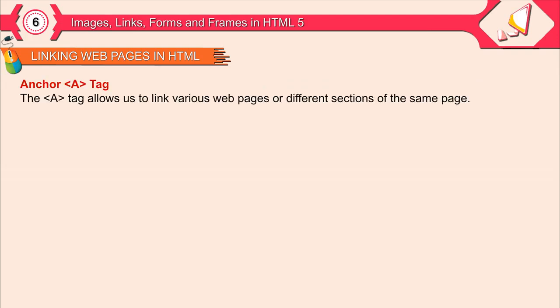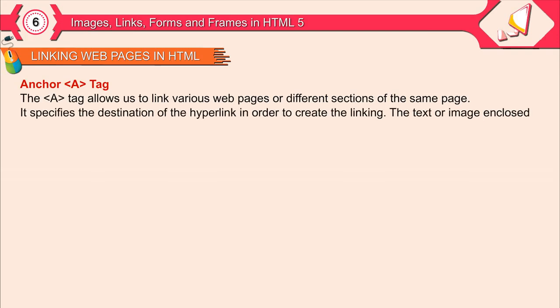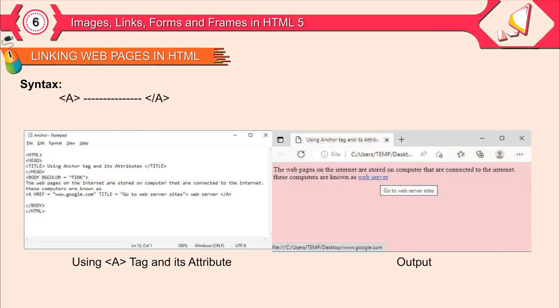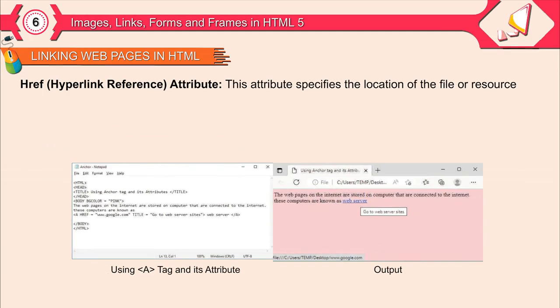Anchor, A tag. The A tag allows us to link various web pages or different sections of the same page. It specifies the destination of the hyperlink in order to create the linking. The text or image enclosed within the opening and closing tags of the A tag acts as a hyperlink. Syntax: <a></a>. Attributes of A tag are as follows.